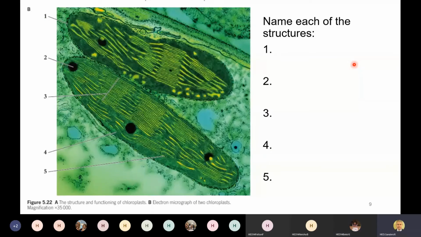Right, again, this is the quick memory test here. Anybody like to suggest what number 1 is? Membrane? Yeah, that's the membrane. Actually, they say the outer membrane, but it's difficult to tell. What about number 2?